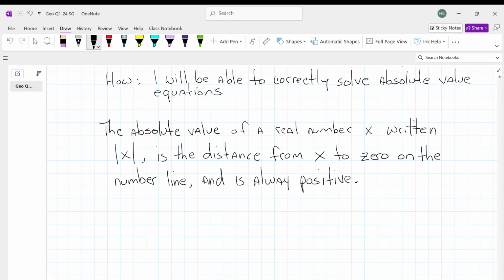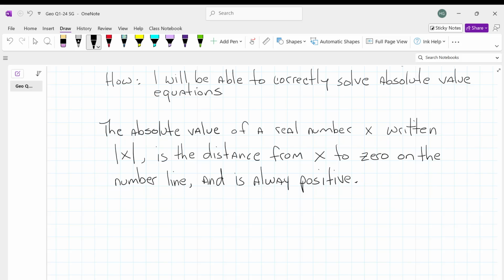All right, absolute value of a number is the distance from the number to 0 on a number line. Absolute values are always positive.